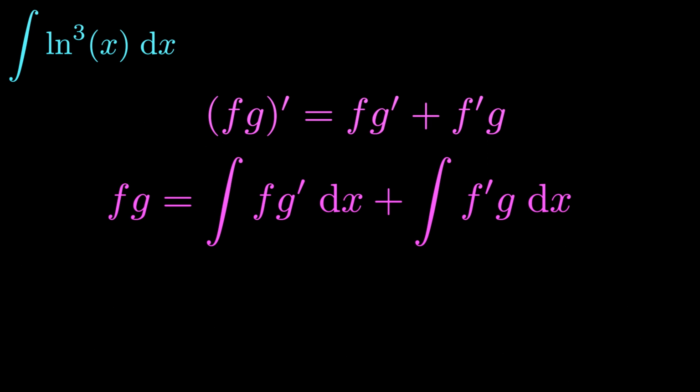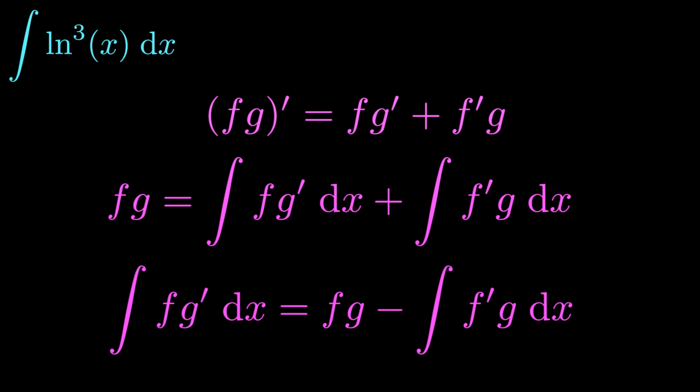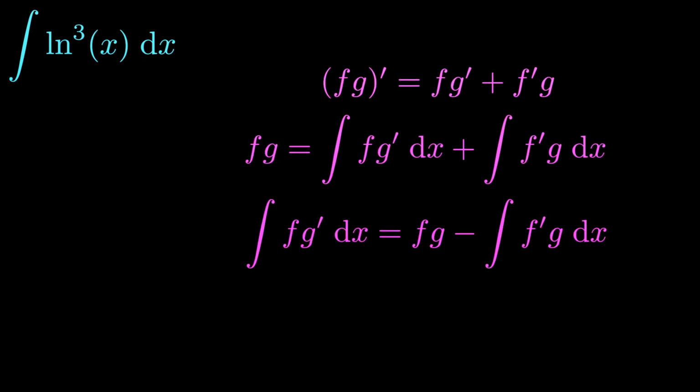And if we subtract the integral of f'g dx from both sides of our expression, we get the formula for integration by parts. That is, we have the integral of fg' dx is equal to fg minus the integral of f'g dx. So now that we have our formula, let's solve our integral in the upper left hand corner.